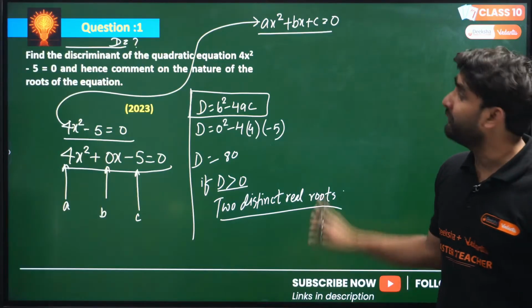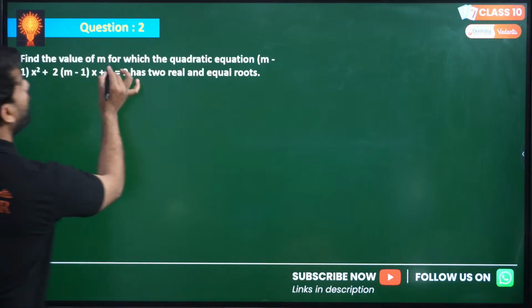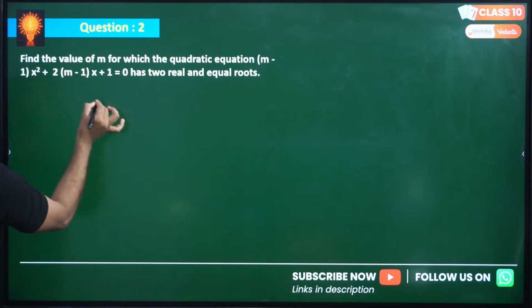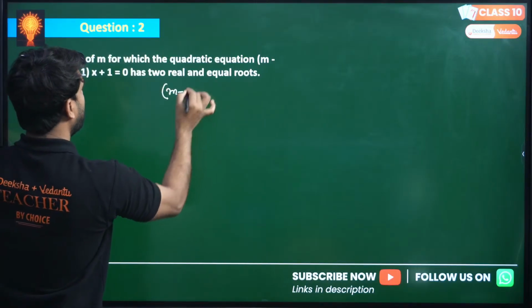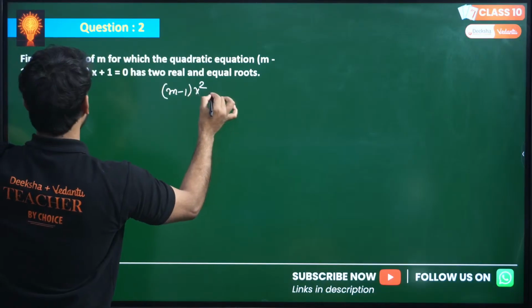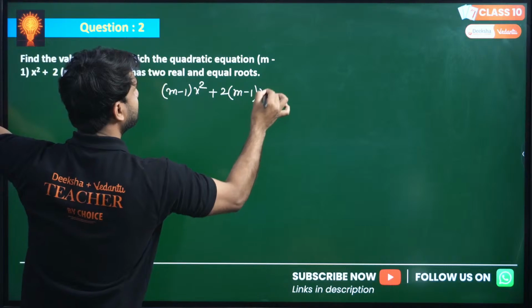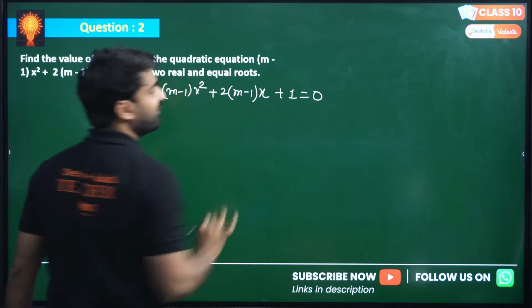Okay, moving to question number 2. Look at the question. Find the value of m for which the quadratic equation... So let's write the quadratic equation first. The quadratic equation is (m minus 1)x square plus (2m minus 1)x plus 1 equals 0. This is the quadratic equation given to you.